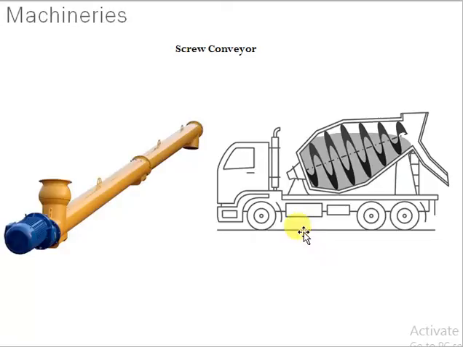One more example of a screw conveyor is in the ready mix concrete truck. Now what happens in a concrete truck? This type of screw conveyor is installed in the mixing drum. When the concrete has to be unloaded or removed from the mixer, the drum is rotated in the anti-clockwise direction, and this anti-clockwise action will push the concrete out for dispatch and placement.